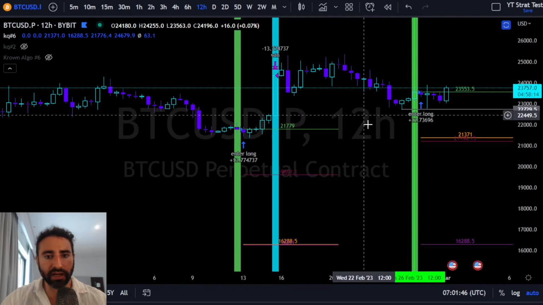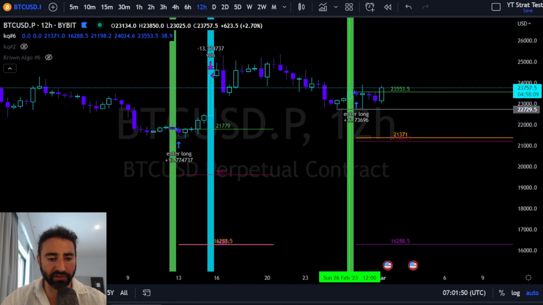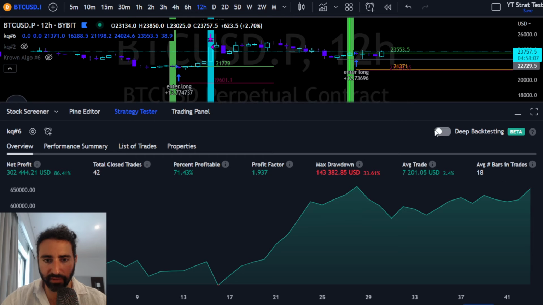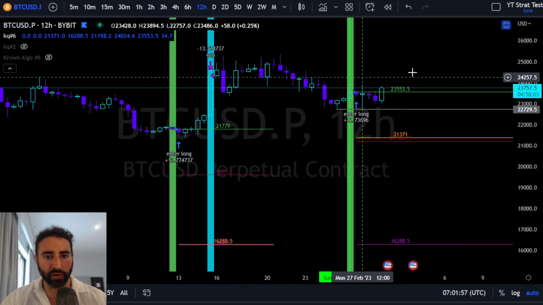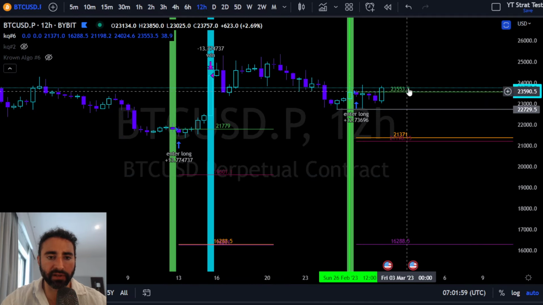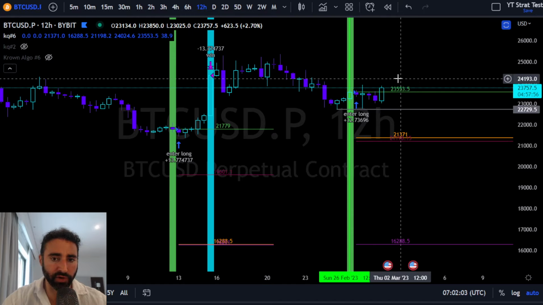So what would that suggest? Well, I would suggest that we're probably going to see a relatively short-term move based off of the average bars and trade at about 18. So 9 days, which we've already seen like 1, 2, 3, 4 days of that happen, somewhere into like the mid, maybe even deeper $24,000 territory.